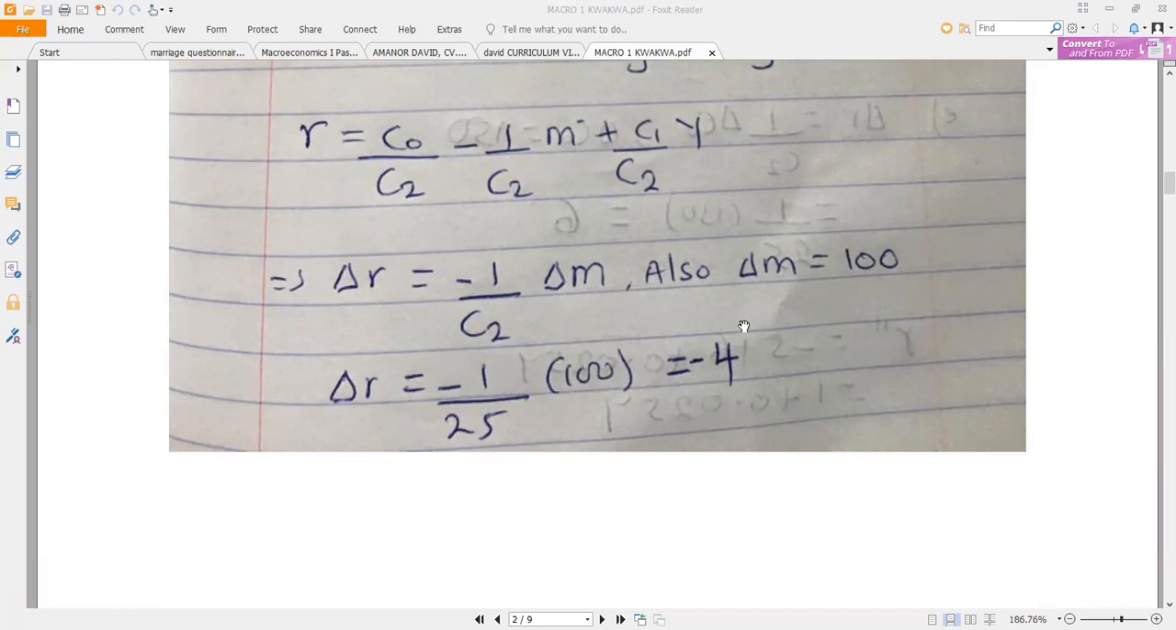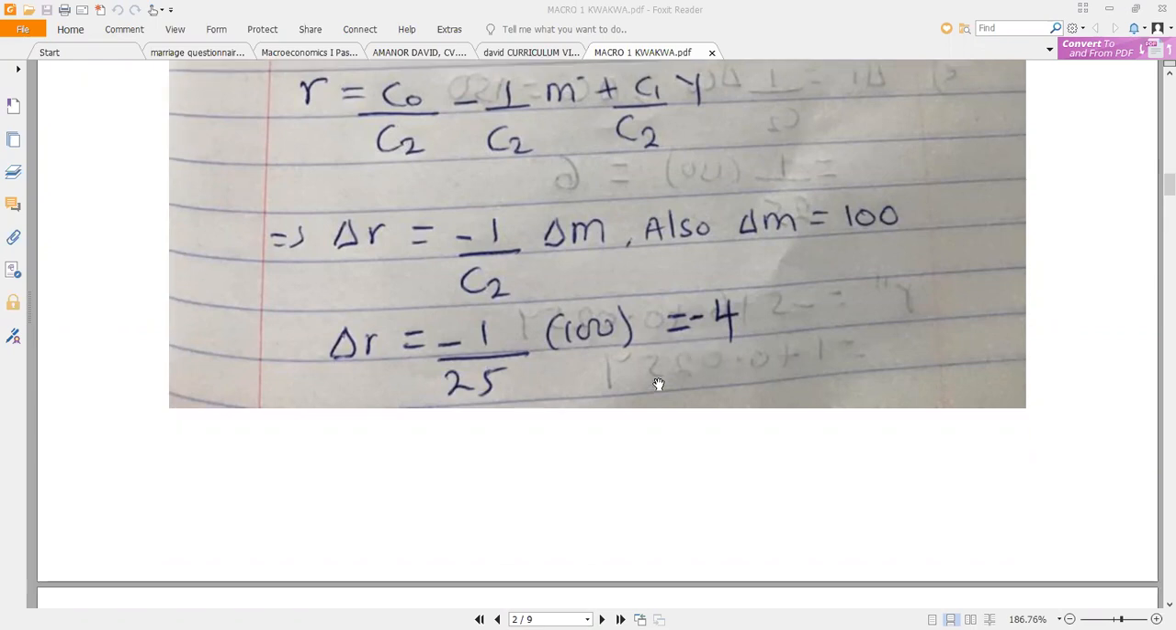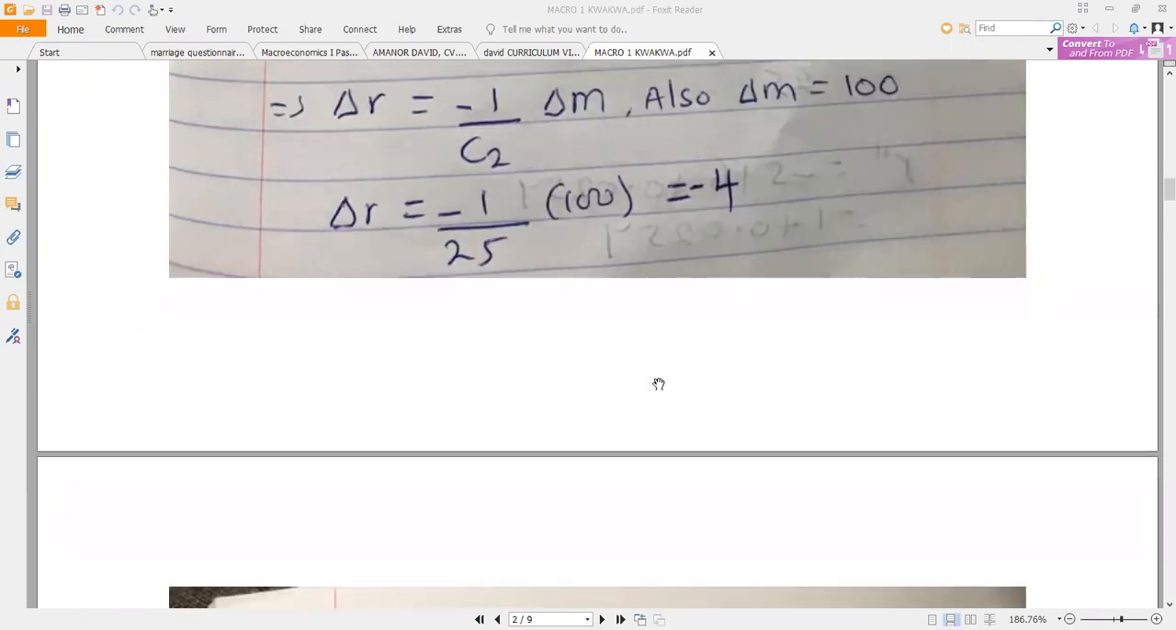So by how much is the magnitude going to change? By 4 units. If you want to be direct, it is falling by 4 units because of the minus sign here. So this is the first part of the question. The LM curve is going to change by 4 units. And then, in which direction?